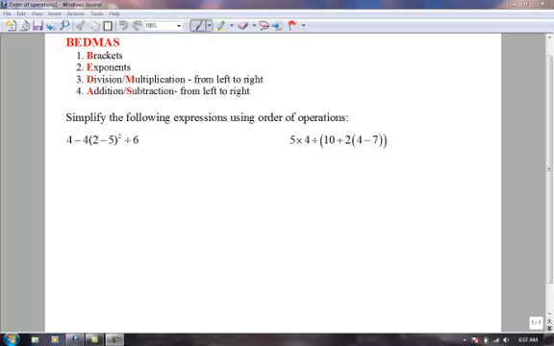Hi, today I'd like to talk to you about order of operations and how it applies to simplifying mathematical expressions. We all know that when you build a house, there is a particular order that must be followed. First, you start by digging a hole, then you lay the foundations, then you build the walls, and so on. This is also true of mathematics.